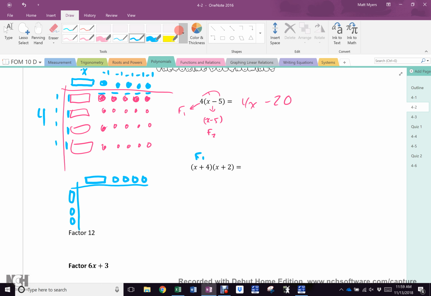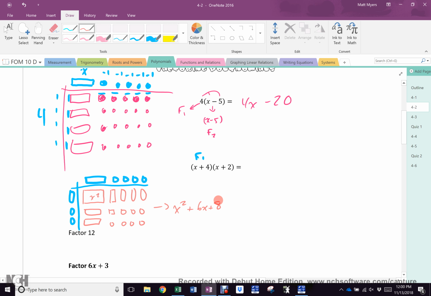Now this is where people were having trouble yesterday. I have that width and I have that length, making an x squared. Then I have that and that, making an x. Then again, then again, then again, and then that and that, making little guys. And what is the answer? X squared plus 6x plus 8.